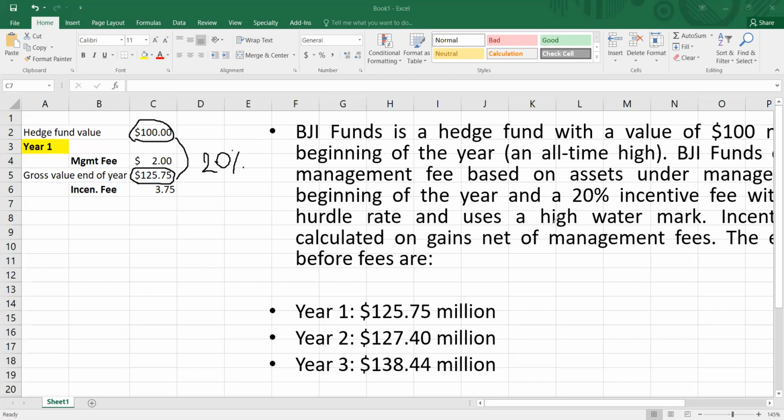However, we said there are two conditions, which is net of management fees, and the hurdle rate is here as well, which is 5%. So these two conditions should be taken into consideration. I mean, it should be subtracted from the money that you earn, and then if there is something left, then you have a right to receive an incentive fee from managing this certain money of the investors as a hedge fund.